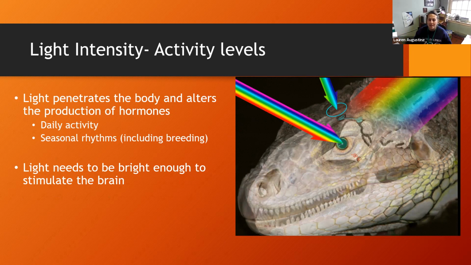So what's important here is that the light needs to be bright. It needs to be bright enough to stimulate the brain. And it's going in through two areas on a reptile or on lizards. But basically for every animal, we're thinking about how this penetrates the eye and how then they utilize that to trigger their brain functions in a way to dictate daily activity and seasonal rhythms.